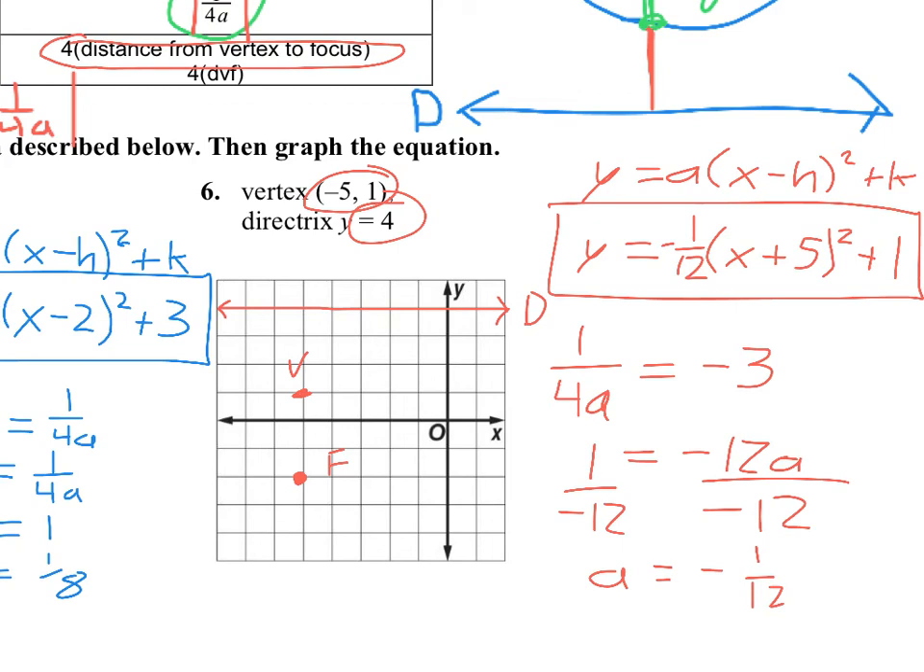Alright, and then to graph this, I would use the latus rectum method. So the latus rectum equals 4 times the distance from the vertex to the focus. So 4 times 3. So the latus rectum is going to be 12 units long. The latus rectum always goes through the focus. So from the focus, we want to go 6 units to the right and 6 units to the left. We'll have to go off the graph a little bit. Now we can draw the parabola.